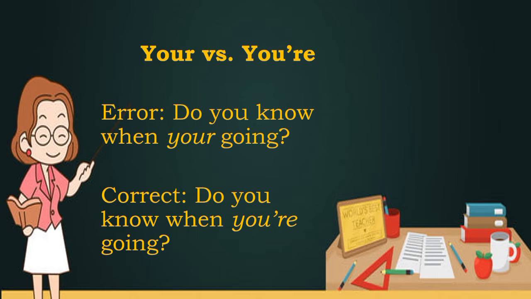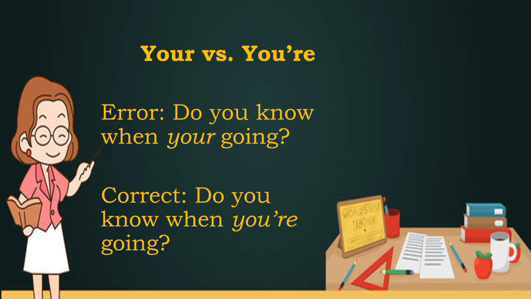By reading this sentence, we can already sense that there is something wrong in its construction. Why? Because this sentence uses your without an apostrophe. Supposedly, it should use you're, because it does not show that someone owns something. So let us read the correct one: Do you know when you're going? So the correct one is the second sentence, and you're here is the contraction.